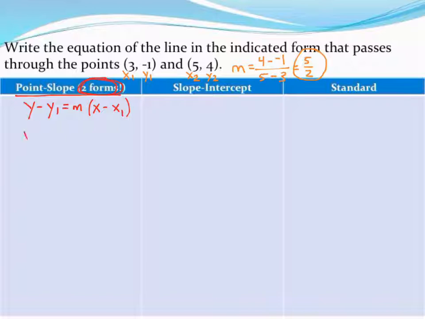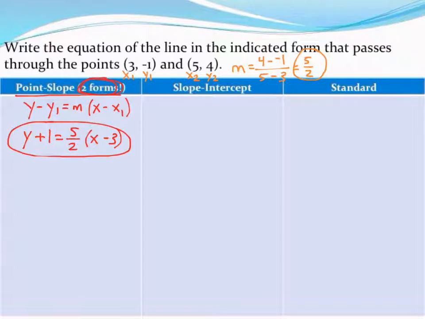So y, and then my y value was -1 from that point. Remember, in point-slope form, we changed those signs, though. So y plus 1 would equal the slope. Well, we found that in that beginning step. My slope was 5 over 2. And then x is x, and then the x1, again, is the coordinate from the point, and I changed the sign around to make that -3. And so that's point-slope form, at least one version of it, okay?